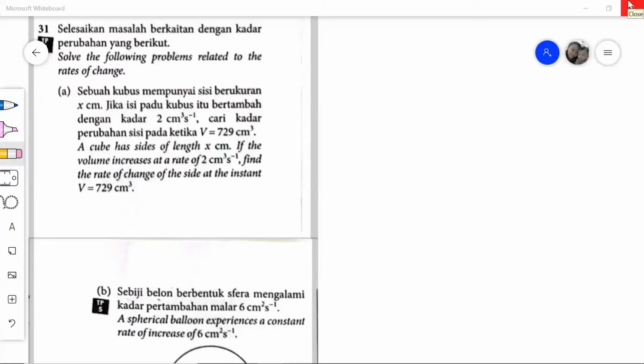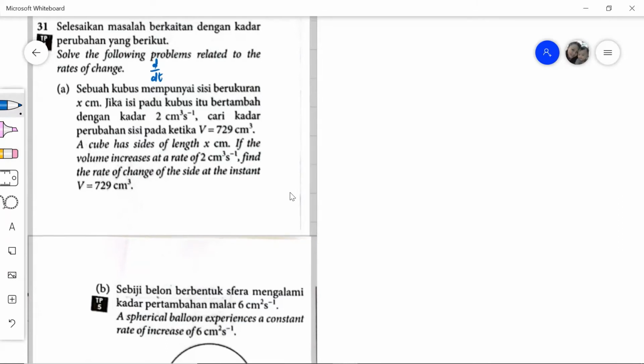Hi everyone, this is question number 31 in chapter 2. We have to solve the following problems related to the rates of change. So the rate of change is always differentiate with respect to the time, d by dt. Okay, so let's look at part A.